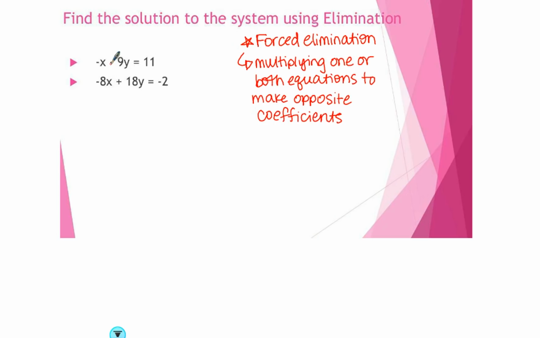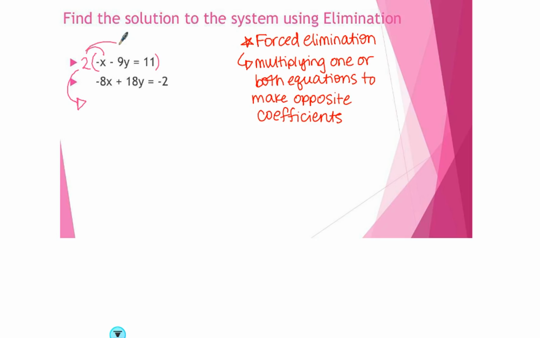Your other option would be to look at your y's. It's kind of easier this way because we already have a positive and a negative here with our y values. What's the relationship between 9 and 18? Well, if I multiply this whole top one by 2, that would make that a negative 18y and then cancel out with the positive 18y. So I'm going to go ahead and do that one.